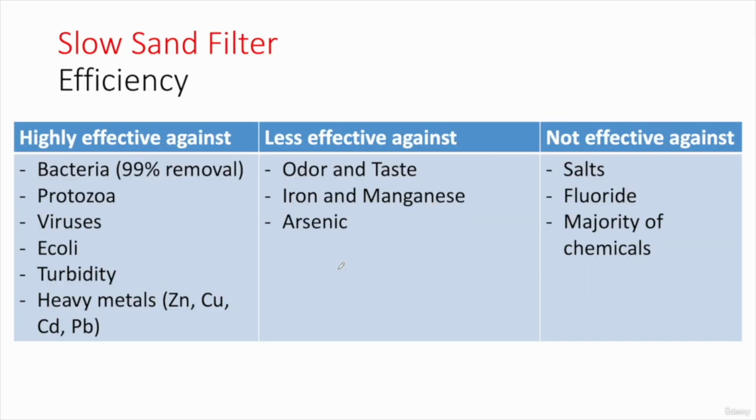Let's check the efficiency of a slow sand filter. Actually, a slow sand filter is highly effective against bacteria. We have 99% removal of bacteria, and this is impossible if you are using rapid sand filtration. Highly effective against protozoa, viruses, and E. coli. So it plays a role of disinfection. And all these are actually removed thanks to the Schmutzdecke layer, thanks to the biological activity within this sand filter.